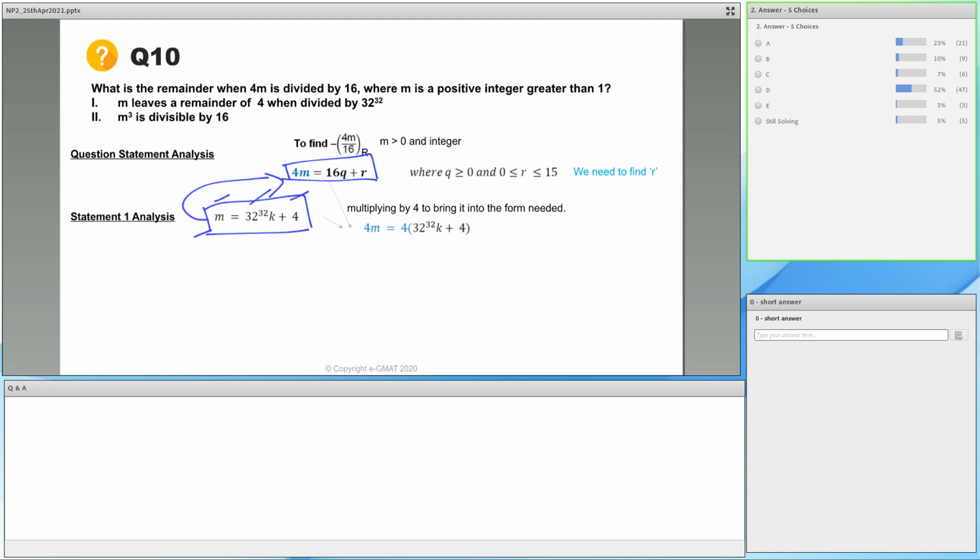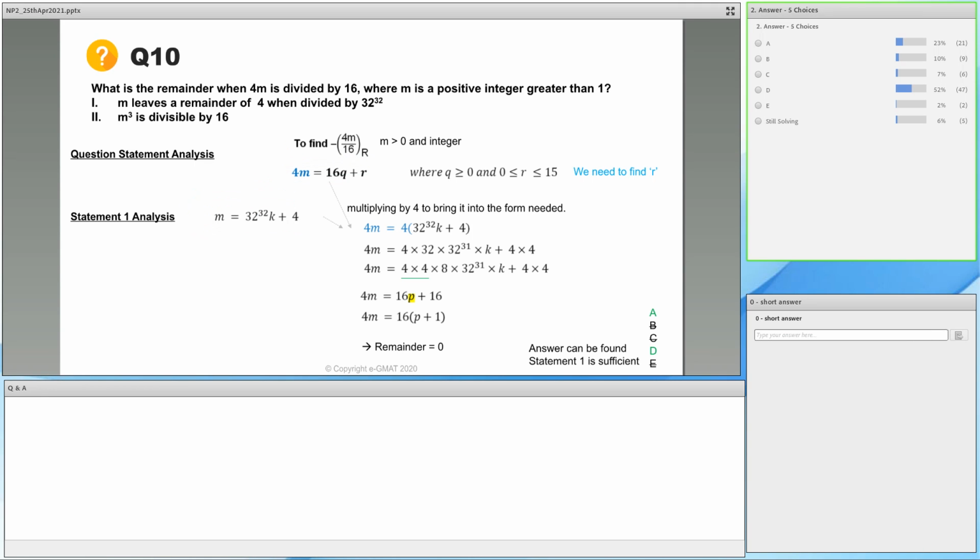Somehow I want to get it here, right? Firstly, here I want 4m. So what do I do? I multiply by 4. As simple as that. I have m equal to 32 per 32k plus 4. How do I get it to that format? Simple. Multiply by 4 first. So 4m equal to 4 into this particular thing.